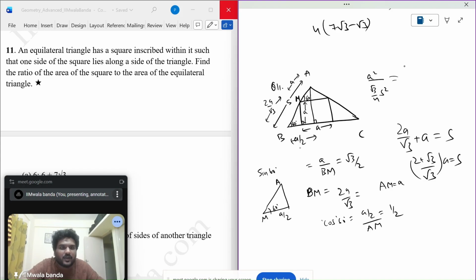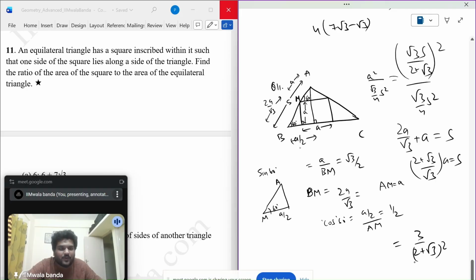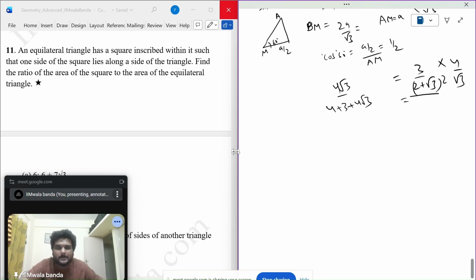Now put the value. A, we can put anything. Let's put A square as root 3 upon 2 plus root 3 whole square, and the area of the triangle, root 3 by 4 S square. So this is basically 3 upon 2 plus root 3 whole square into S square, and this will become 4 by root 3. So this is 4 root 3 upon 4 plus 3 plus 4 root 3. So 4 root 3 upon 7 plus 4 root 3.